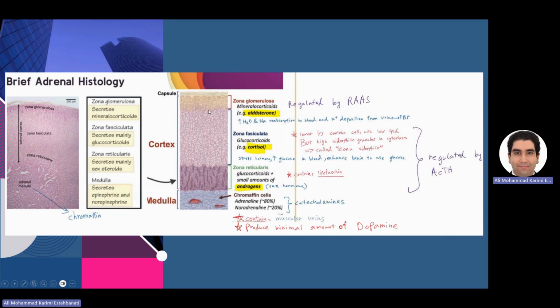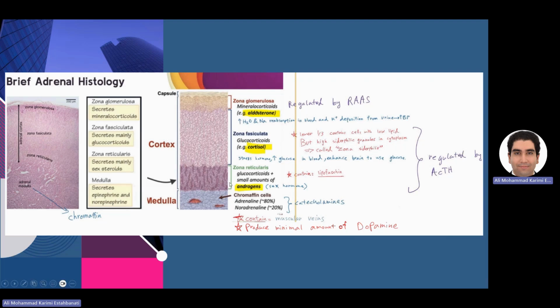You will see it's quite large compared to the 2 other zones, and you'll see long columns coming down. That's the best way for you to remember that this is zona fasciculata, and the first clue will be from zona glomerulosa. But for zona reticularis, there is no specific shape that you can remember.